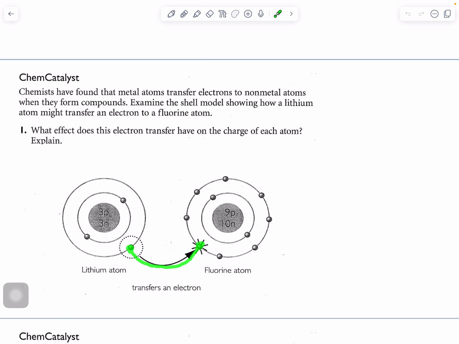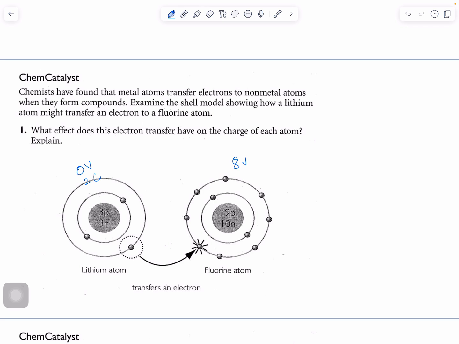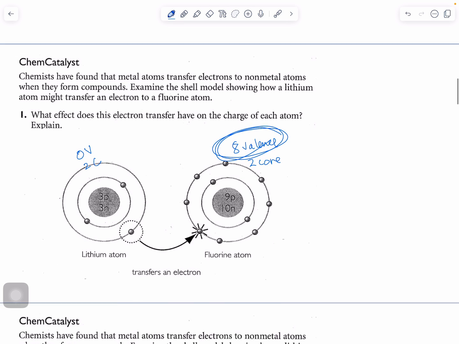What happens is that this lithium atom takes its outermost electron and transfers it to the fluorine shell. So then we have 0 valence and 2 core, and here we have 8 valence and 2 core. But as we've talked about, this 8 valence is an important idea.